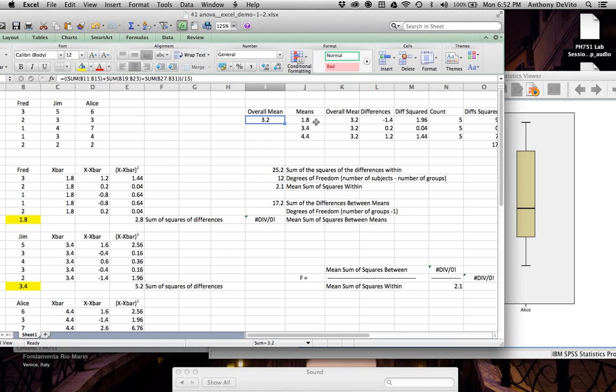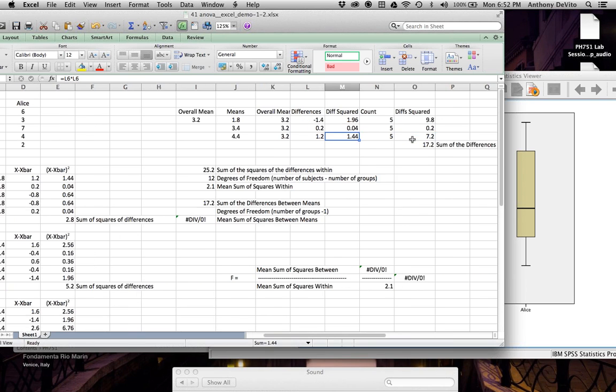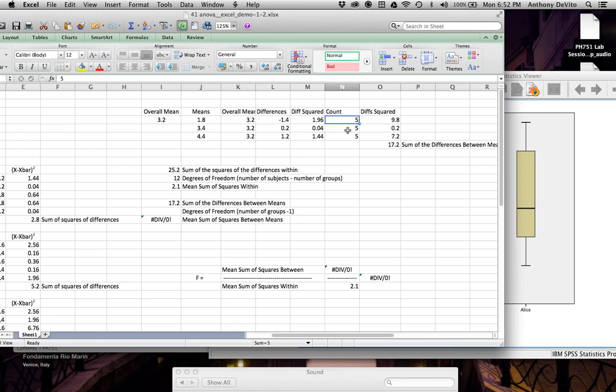Now I'm looking at the variability between the means. I'm looking at the means themselves as a group of 3. So the means are 1.8, 3.4, 4.4. The difference between 3.2 and each of them is minus 1.4, plus 0.2, and plus 1.2. So that's the difference between each of the means and the overall mean. Now I'm going to square that, and I'm also going to multiply that by 5, the sample size within each group.